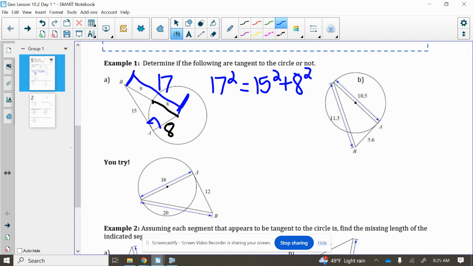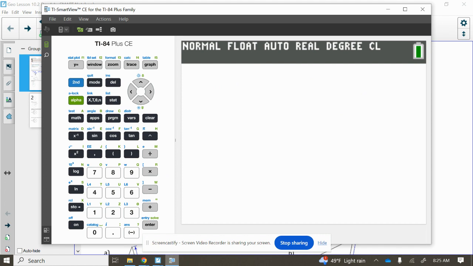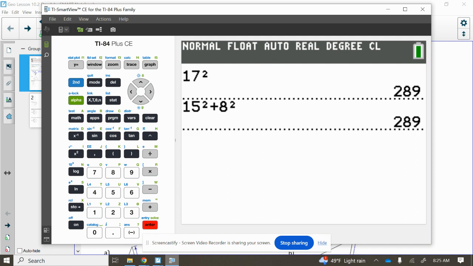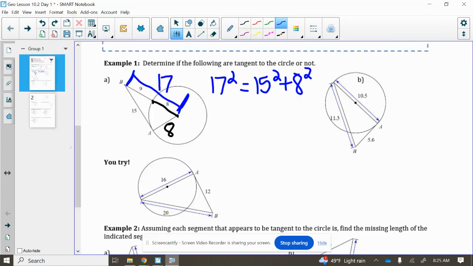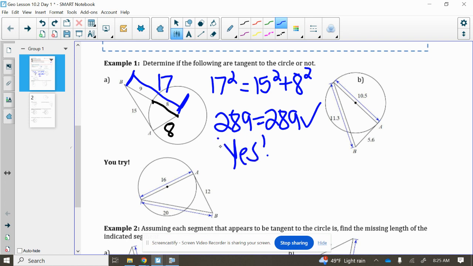Yes or no. So what we're going to do is test using our calculator, does 17 squared equal 15 squared plus 8 squared? And the answer is yes, it does. They both equal 289. So this, in fact, is going to create a right angle. So we would say, yes, that's a tangent line.